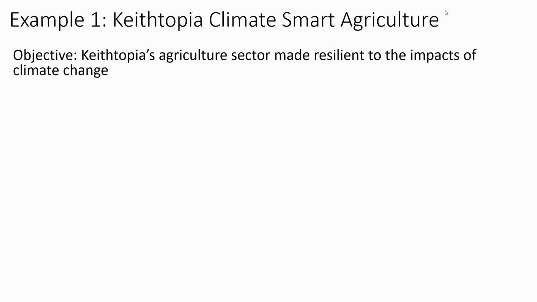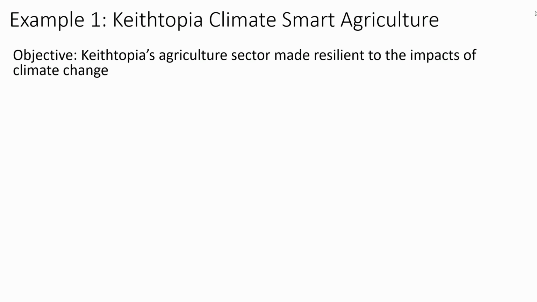So our objective is going to be that Keitopia's agriculture sector is made resilient to the impacts of climate change. That's our overall objective. That's the goal of the project. So we'll simplify this. We're going to make a simple project for the sake of expediency here. Now, for this objective, the first thing that I want to do is figure out what outcomes are needed. What big changes, what changes in institutional or human behavior do I need to bring about with my project? And so those are going to be my outcomes.